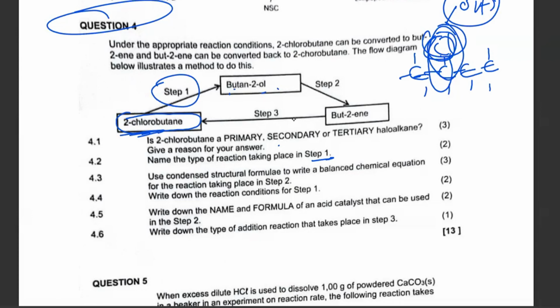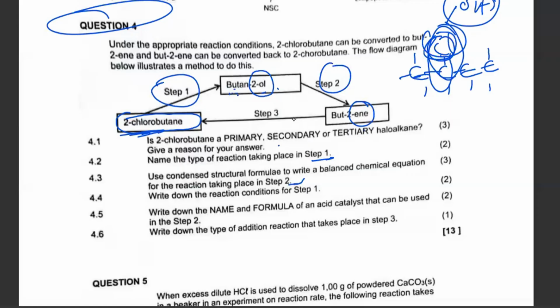They're saying use the condensed structural formula to write down the balanced chemical equation for the reaction that takes place in number 2. If you look at reaction number 2, you have but-2-ol converting to but-2-ene. So I'm dehydrating, because one has a double bond while the other has an OH. Therefore I have to write the equation.